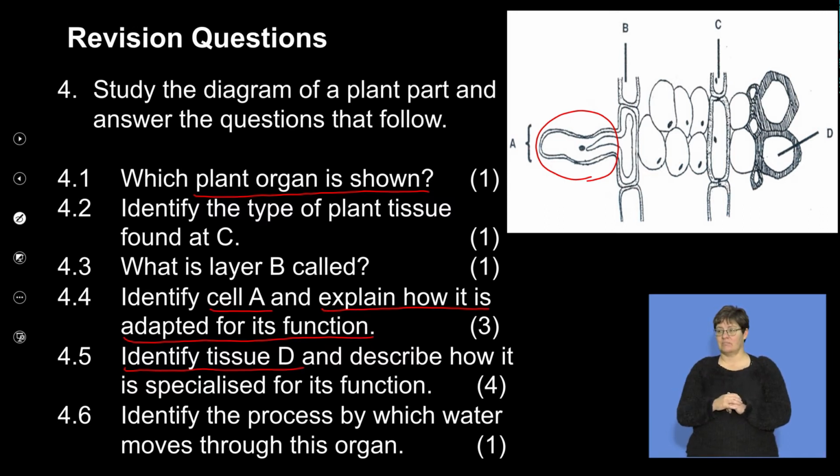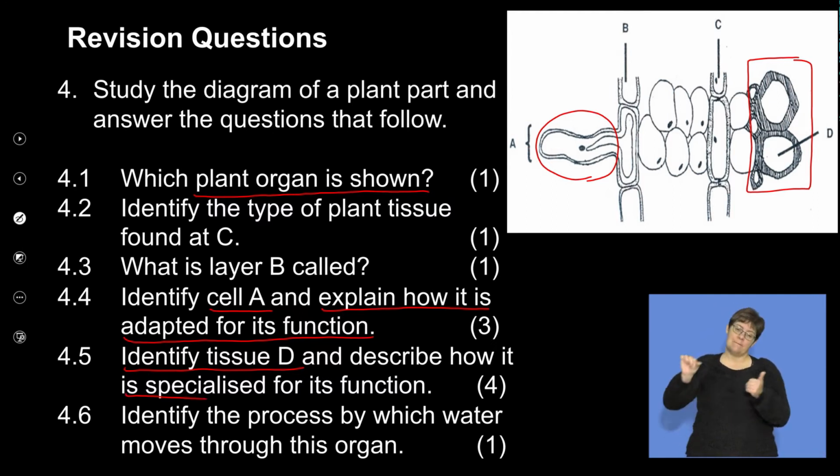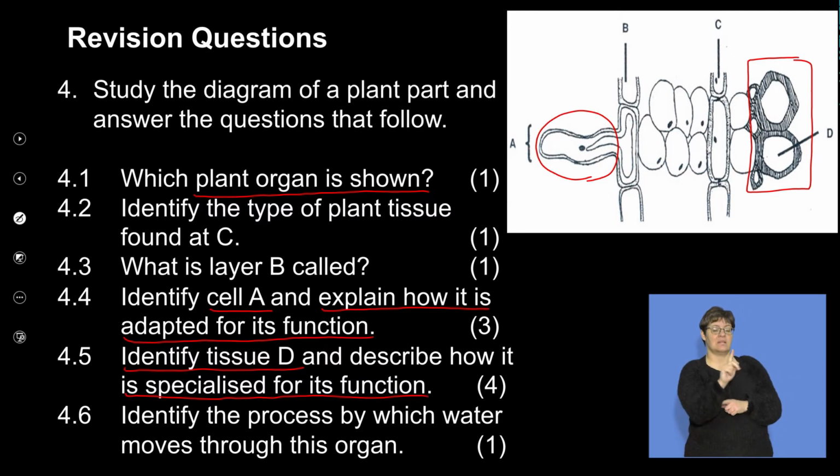Okay, and tissue D here, easy to work out, towards the center of the root, nice thick walls, it's got to be xylem. So here you would have to go back to the information on plant tissues and say how xylem is adapted, for example, has no cross walls, has thickened walls, has no cell contents, things like that. And then the last one is quite easy, identify the process by which water moves. That is obviously osmosis.